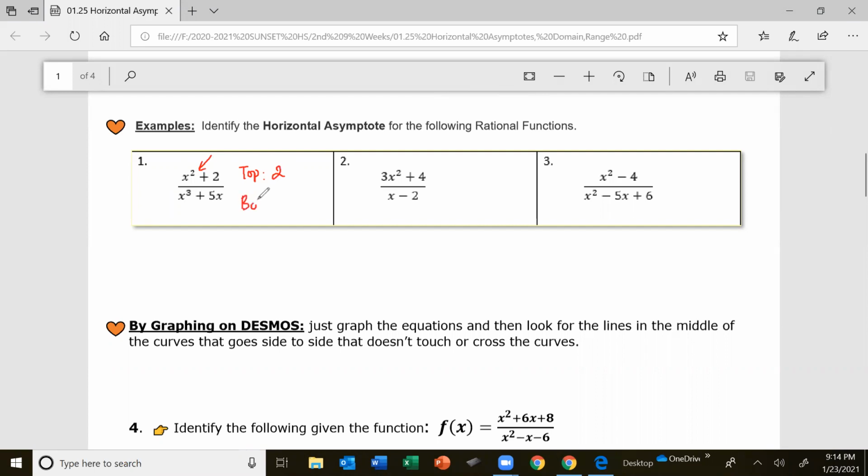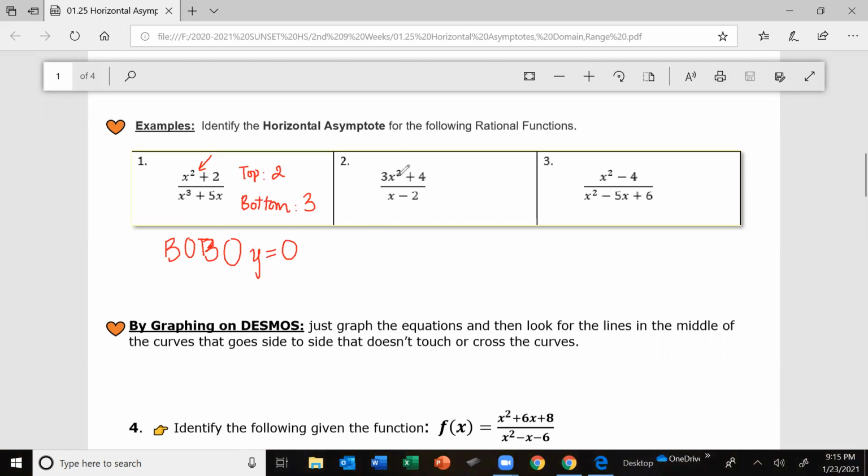So right here it is 2. On the bottom, the degree is 3. So bigger on bottom, we have none. Bigger on the bottom, right? Bigger on bottom. Oh, sorry guys. Bigger on bottom is BOBO, right? So we have y equals 0. So that is y equals 0, okay?